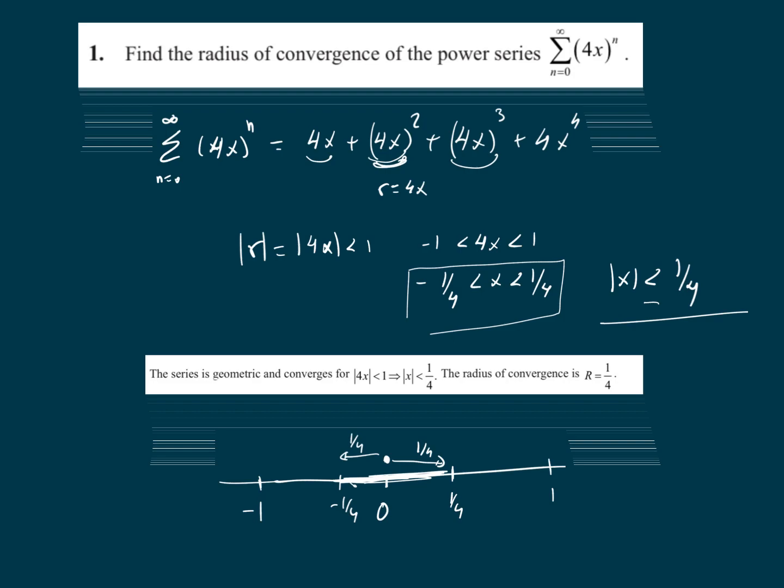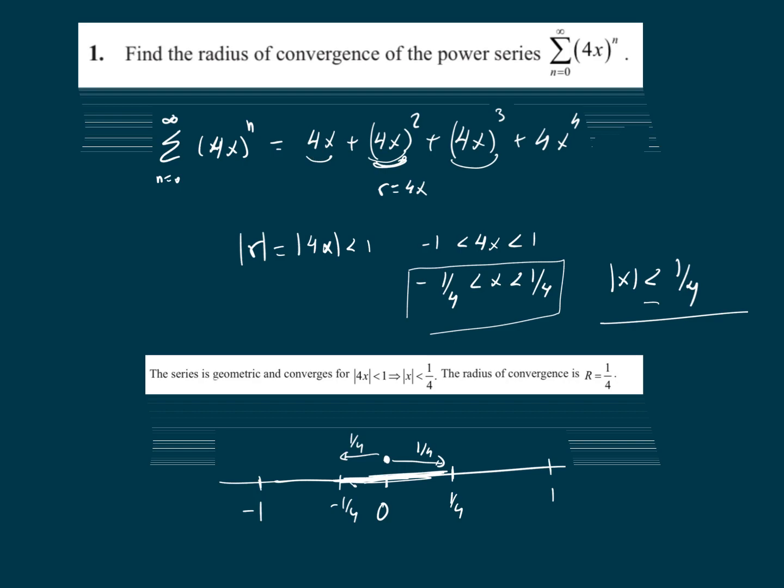For a power series three things can happen. One, the series converges at the point x equals c. In this case, the point x equals c is the point 0. Does it converge at the point 0? Yes. 4 times 0 is 0, 0 squared is 0, 0 cubed is 0. So it converges at the point x equals 0, to 0. So there are three possibilities for a power series.